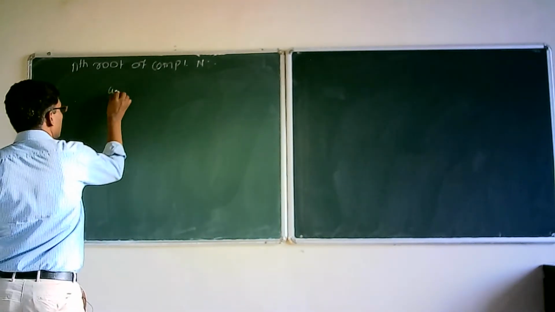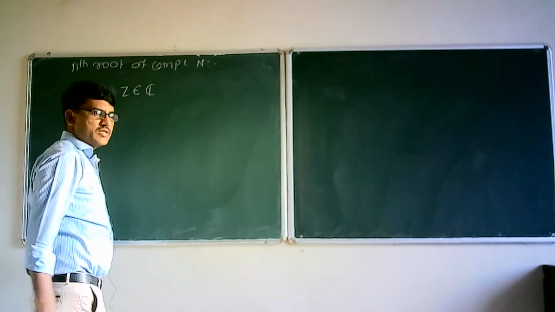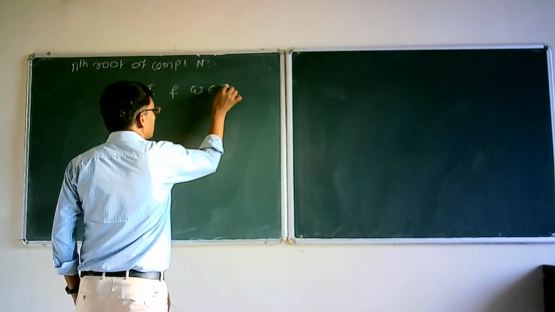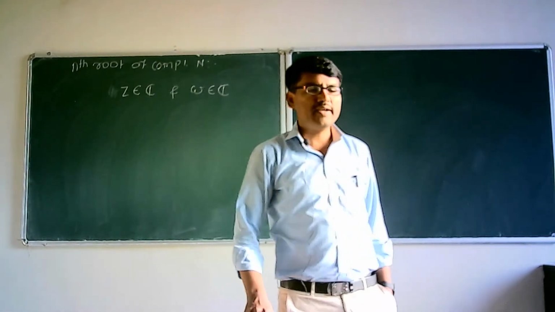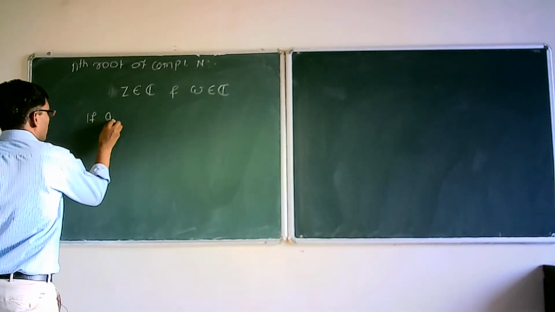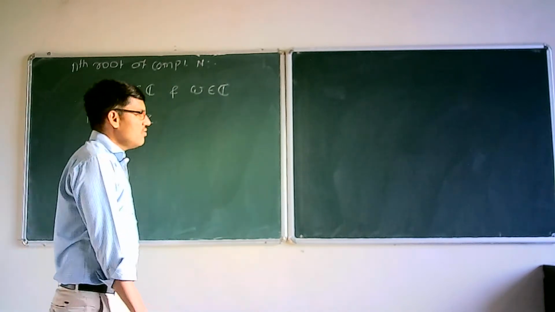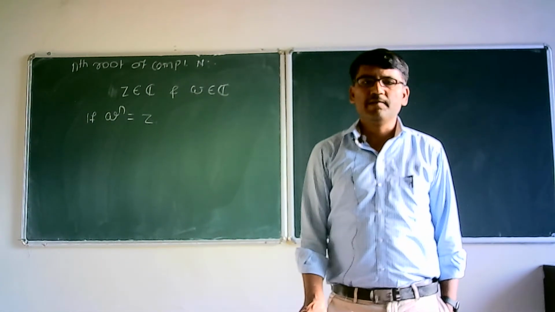Suppose z belongs to C be any complex number, then w belongs to C is called the nth root of z if w raised to n is equal to z. Now how to find this nth root of z?